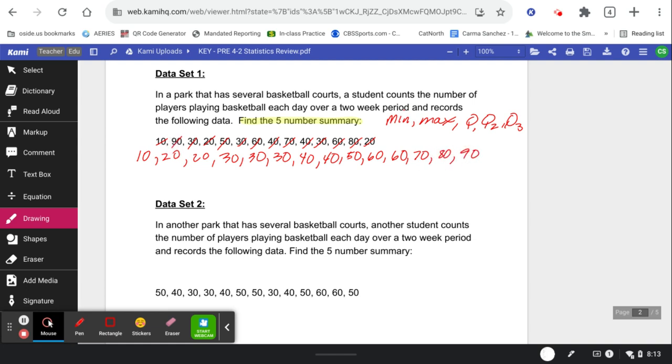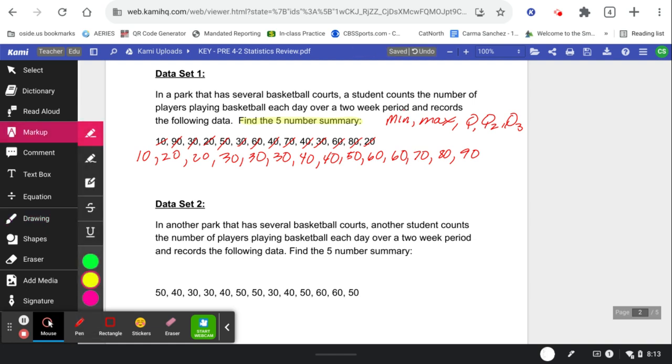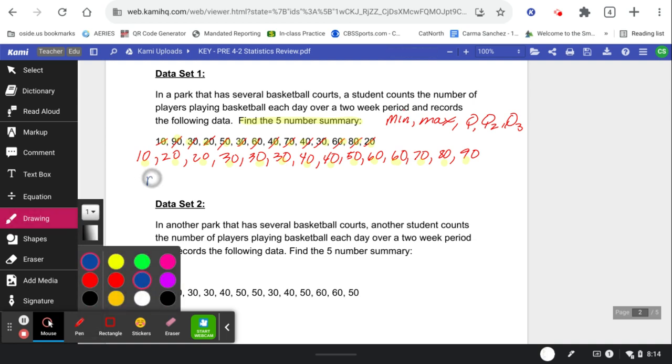Now that the data set's in order, you always want to check that however many pieces of data you started with, that's how many you rewrote. So for example, 1, 2, 3, 4, 5, 6, 7, 8, 9, 10, 11, 12, 13, 14 pieces of data. So some students make mistakes when writing the data. Be very careful. So here I go with the 5-number summary. My minimum is 10. My maximum is 90.